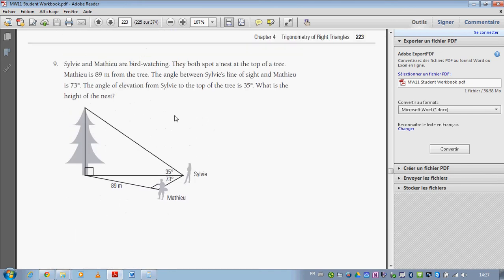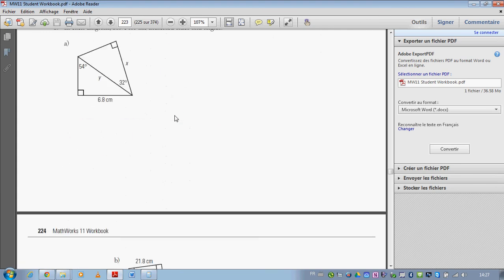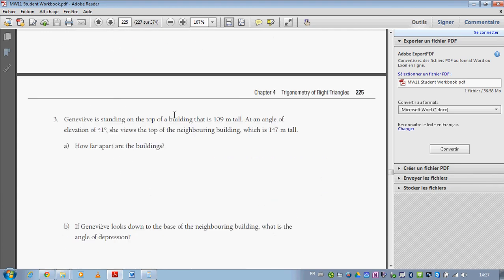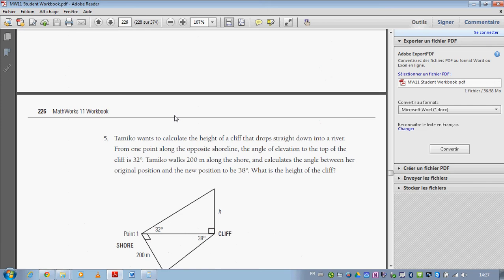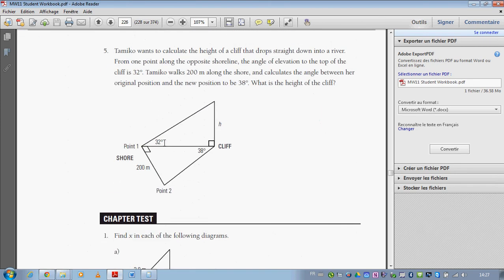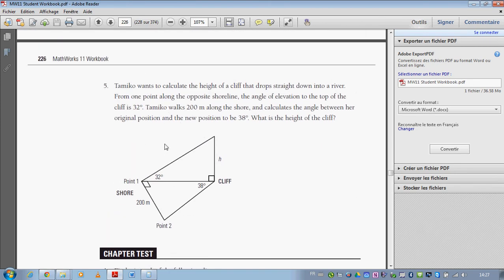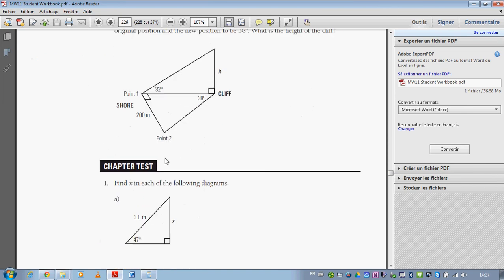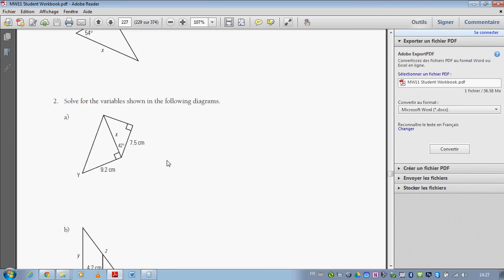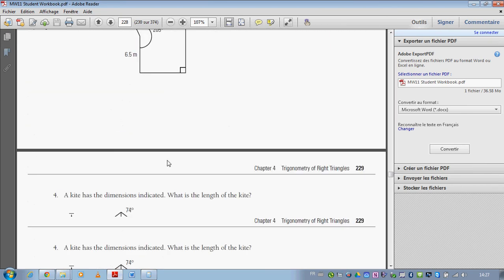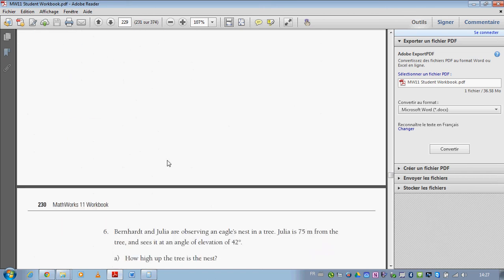So yeah, you can pause the video and try out the Practice Your Skills questions there, and there should also be a chapter test at the end because that was this entire unit summed up. On page 226, you will find the chapter test as well. So otherwise, that is the end of this entire chapter.